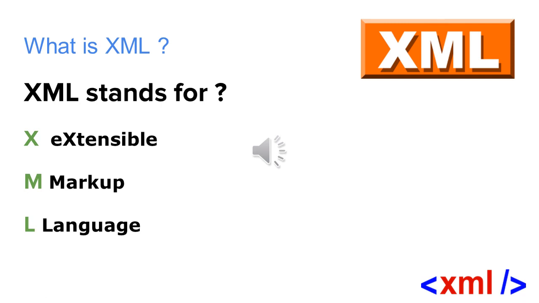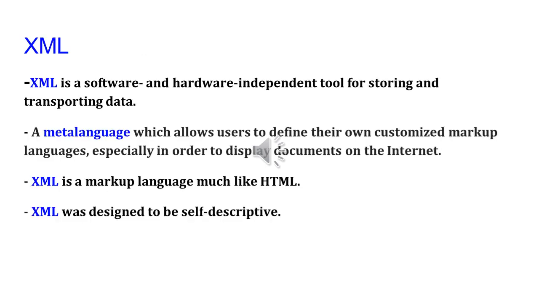XML stands for X for extensible, M for markup and L for language. XML is a software and hardware independent tool for storing and transporting data. A meta language which allows users to define their own customized markup languages, especially in order to display documents on the internet. XML is a markup language much like HTML. XML was designed to be self-descriptive.